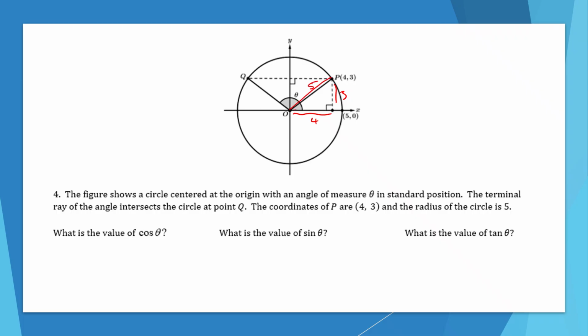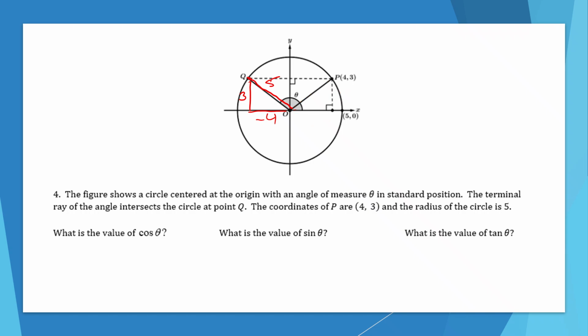And then the radius of the circle is 5. So this is going to be 5. This will also be 5. And that's going to be more important. If this is 4, 3, Q is reflected. So here, this should be -4 and then +3. So that is really what we're going to focus on.